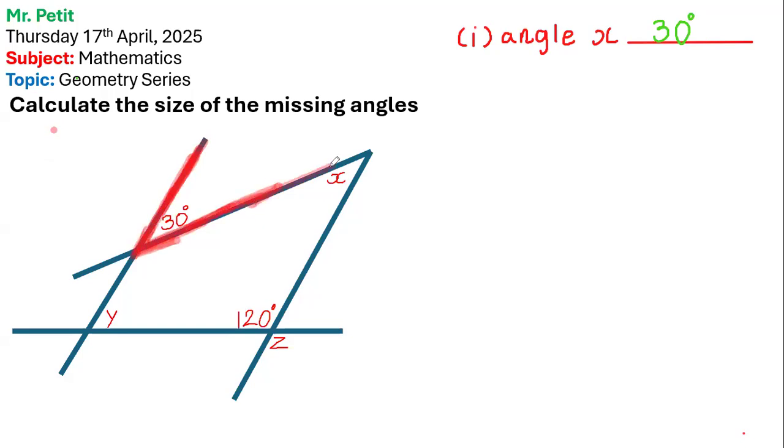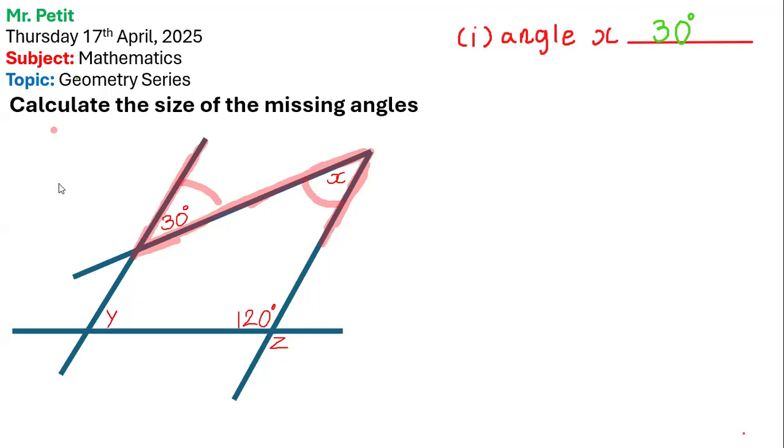And once we know the Z shape, what does that form? Alternate angles, very good. But what do we know about alternate angles? They're equal, very good. So let's go ahead and make a note of that.